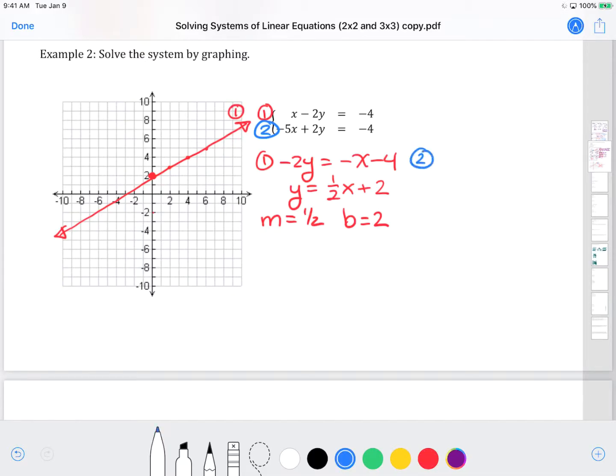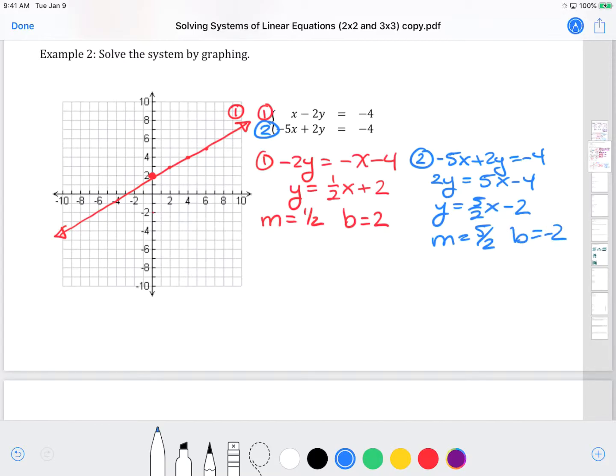Line 2, I have -5x + 2y = -4. I want to put this in y = mx + b form, so I want to isolate my y. I am going to add 5x to both sides and divide both sides by 2. So I know for this line, my slope is 5/2 and my y-intercept is negative 2.